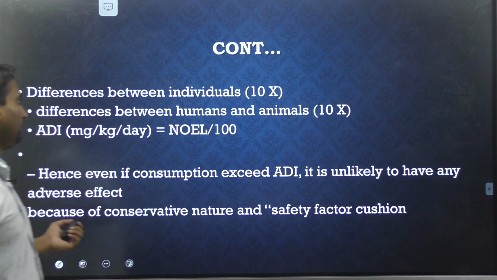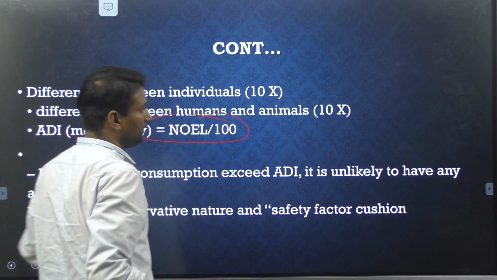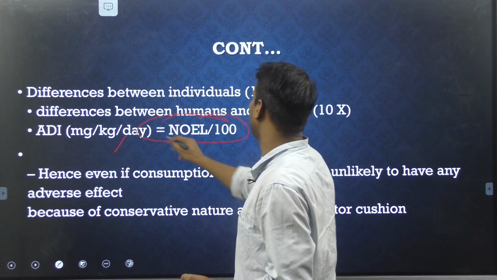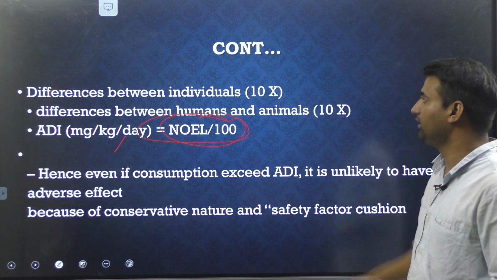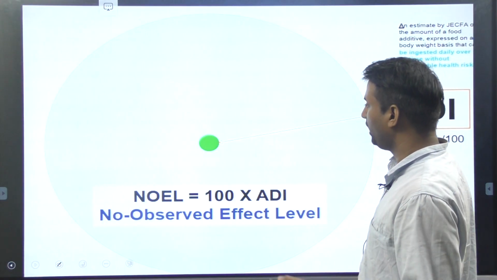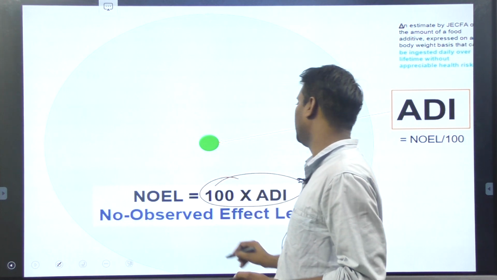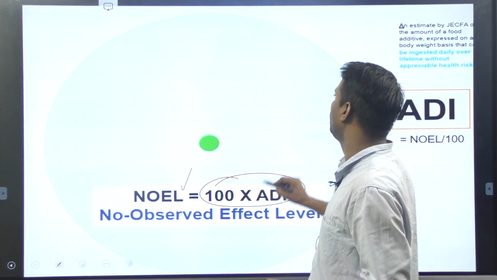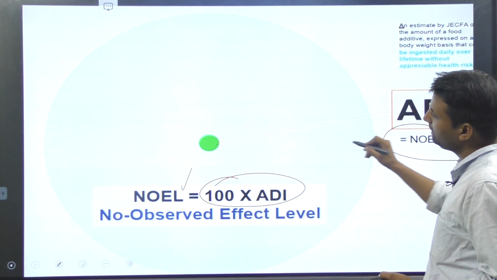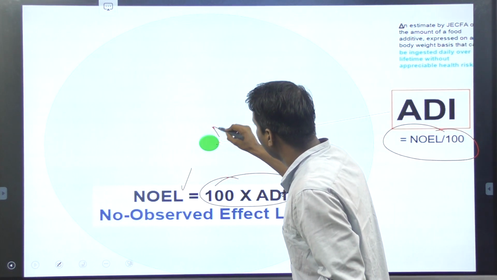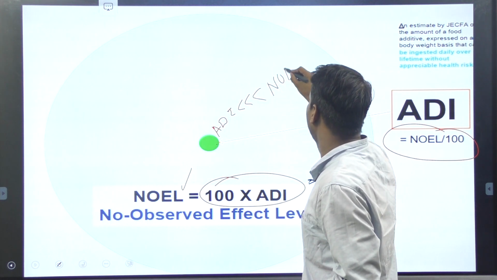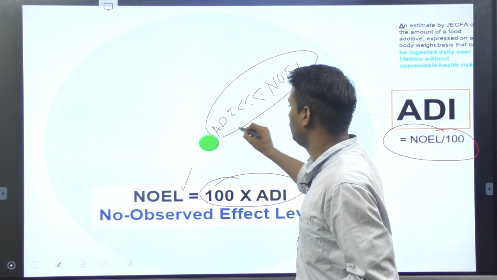Now how to calculate this NOEL, this calculation we have studied already, so I'm not going into that detail. ADI is in mg per kilogram per day, and NOEL divided by 100 gives you the ADI. So once you know the NOEL, you are in a position to know this. Now NOEL is equal to 100 times ADI. So you can find out the range of the NOEL. If the NOEL is this, then ADI would be like this. So acceptable daily intake is a very small part of the NOEL. So this much it is low. Okay.